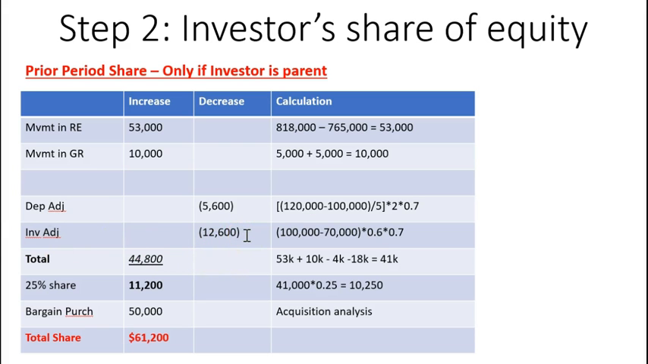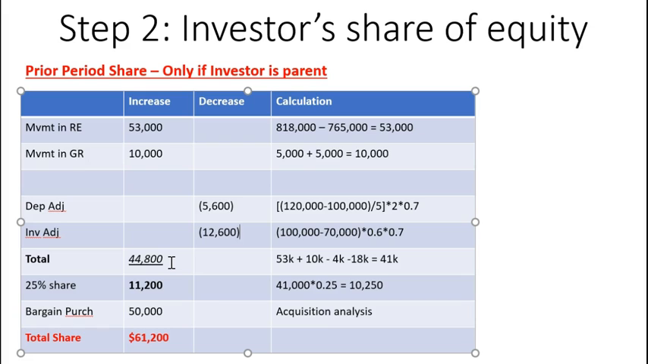But again, we need the after-tax amount. If we multiply 18,000 by 0.7, we get $12,600. So then when we add up the totals between our increases and our decreases, we get $44,800. Now, because we only own 25% of the associate, we're only entitled to a 25% share in the changes in equity. So if we multiply 44,800 by 25%, we get $11,200 increase.